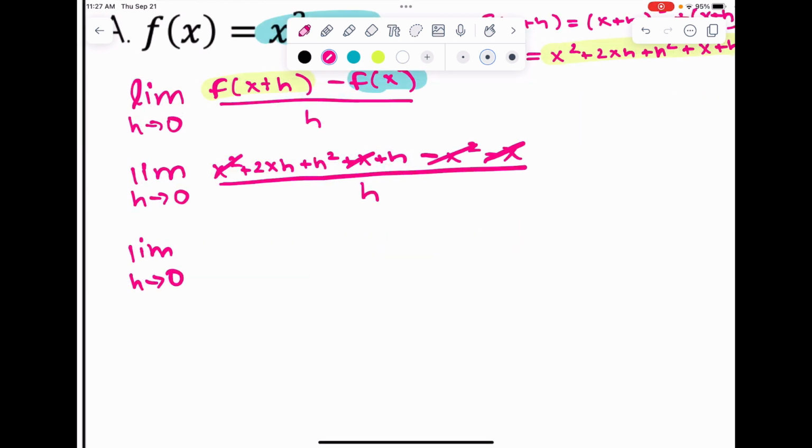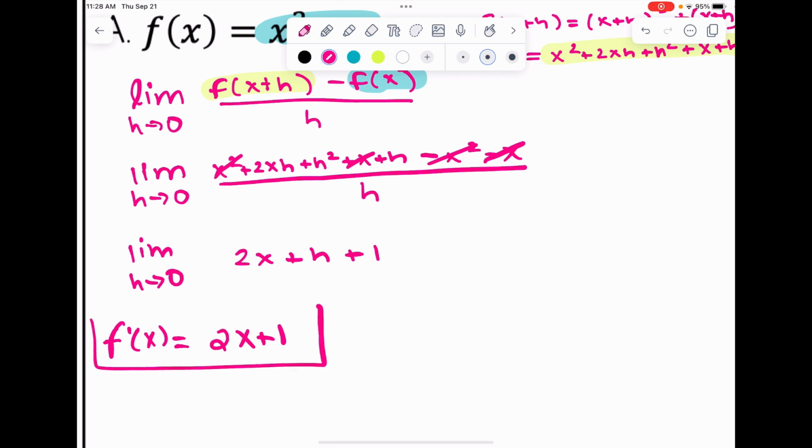Okay, let's divide out each term that's left in the numerator by h. So we get 2x plus h plus 1. That 1 is important there as a placeholder. And now let's plug in 0 for h, because that's how we evaluate limits. We do direct substitution. And when I do that, I'm going to get my derivative is 2x plus 1. Okay, so the derivative f prime of x is equal to 2x plus 1.